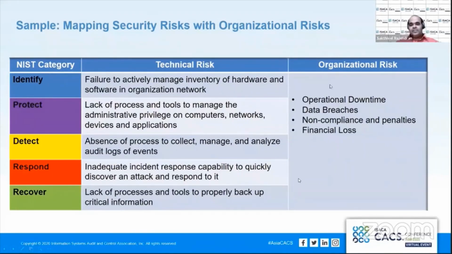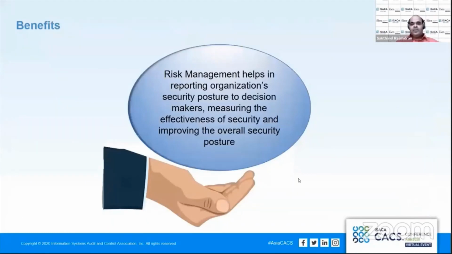Primarily, the organization risk can be any operational downtime because of which the business is not able to support customers, data breaches and because of that fines and penalties and business disruption, non-compliance with regulations, and mainly the financial loss to the organization. So this is how we link all the results from the cyber risk assessment to the organizational risk, for easy understanding by the management. Performing this three-layered approach of cybersecurity risk assessment primarily enables the organization to understand the overall security posture, and to make appropriate decisions on the risk management side.